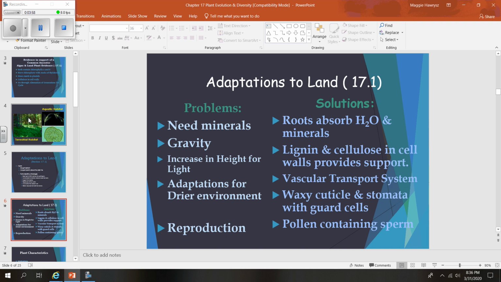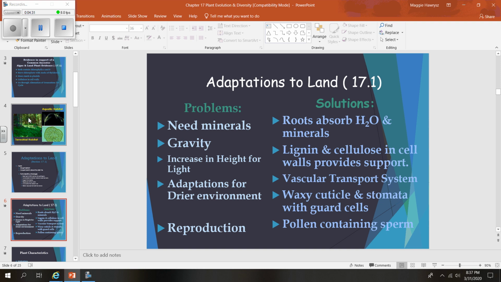They had to figure out how to adapt to gravity, which is a force that pushes down. So they developed lignin and cellulose in their cell walls to provide support for the plant. They had to increase their height to get light to grow. And they did that by developing the lignin and the cellulose in their cell walls, and also having the chloroplasts to help create photosynthesis, or create the energy that they needed.